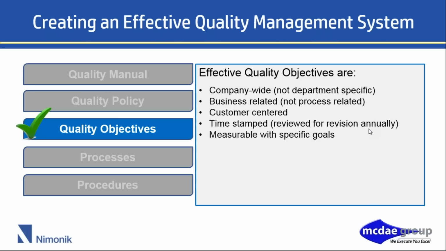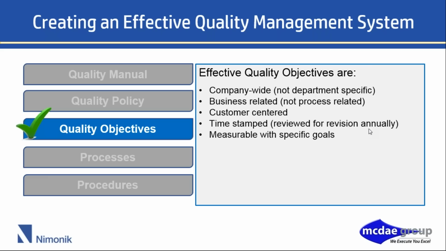You have to have some product-related objectives, I get that, and you have to have on-time delivery objectives. I get that as well, but it would be so much more valuable to an organization to have business quality objectives, not just product and on-time delivery and customer satisfaction quality objectives. They need to be time-stamped, because now IATF is requiring these to be reevaluated every year, and they need to be measurable with specific goals.